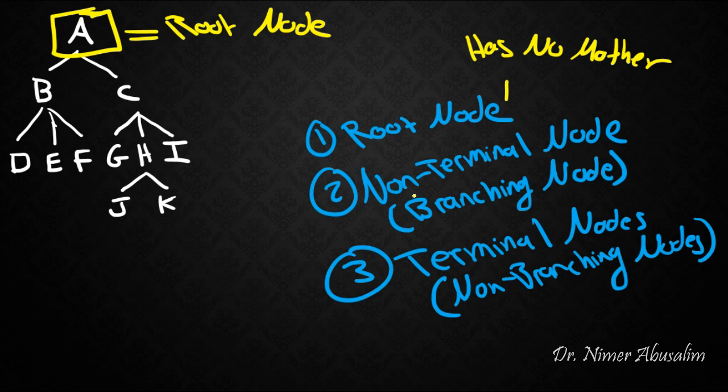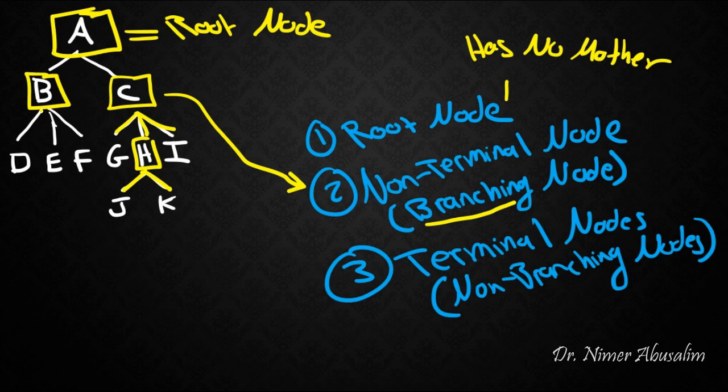Then you have a non-terminal node. It's also called a branching node because it's a node that has branches. So for example, C here has branches. It has 3 branches, as you can see. So this is considered a branching node or a non-terminal node. So is H, because H has 2 branches. B is also a non-terminal or a branching node because it also has branches. So is A, by the way. So A is a root node and a non-terminal node because it also has branches.